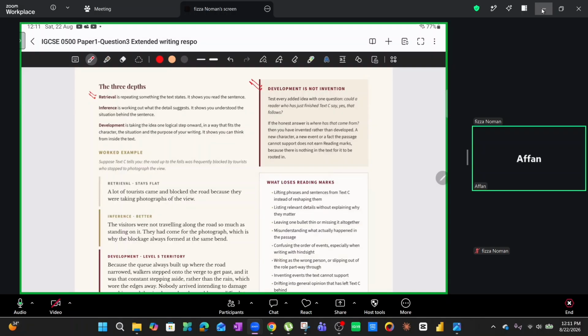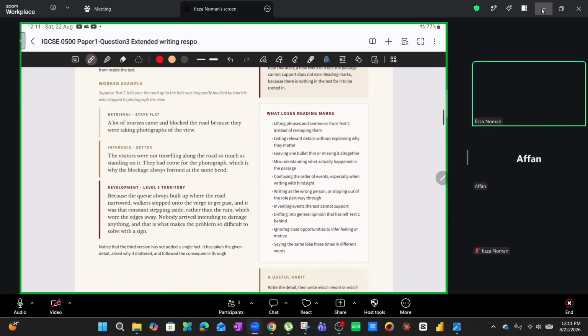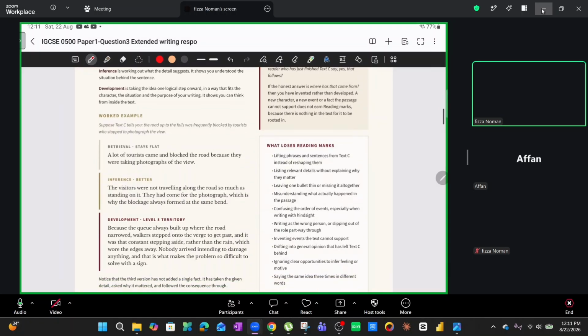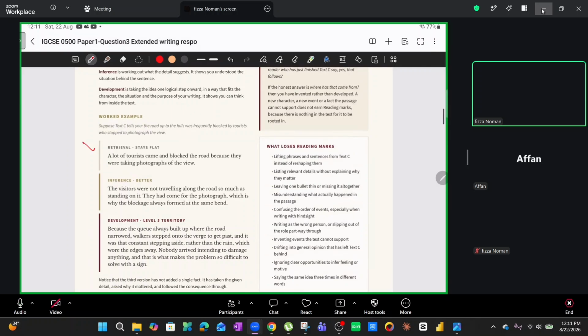Okay. So let's see a worked example. Suppose text C tells you the road up to the falls was frequently blocked by tourists who stopped to photograph the view. Now, retrieval, inference, development. Any student who is at a level 2 or a level 3 would only work on retrieval. Retrieval is pretty flat. So let's see. A lot of tourists came and blocked the road because they were taking photographs of the view. It's simple. You've literally written the same idea, possibly in a few different words. You know what I'm saying, Afan? Do you follow? Yeah. Okay.